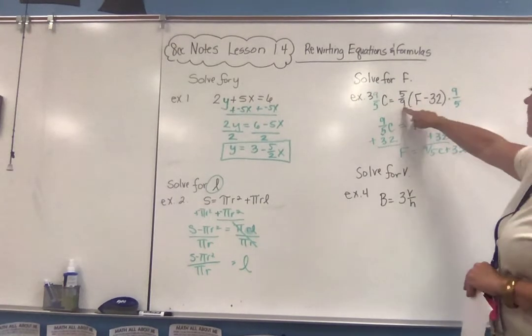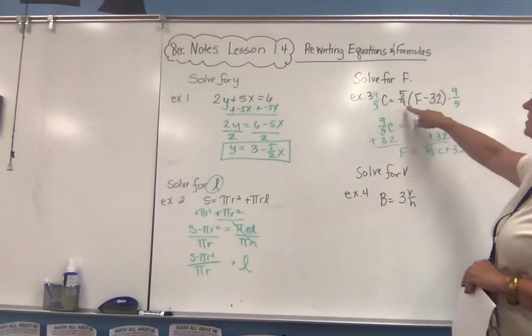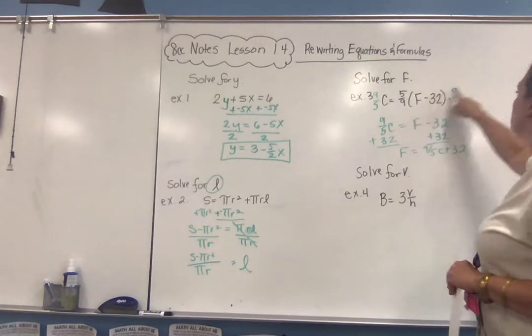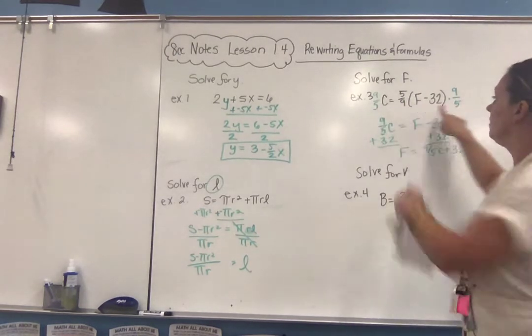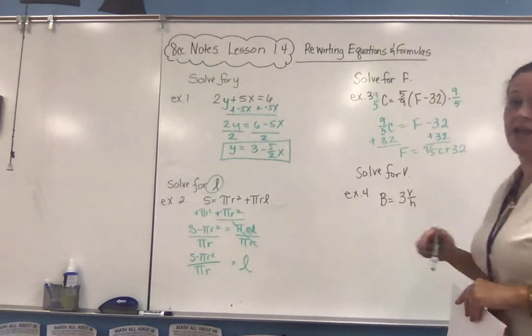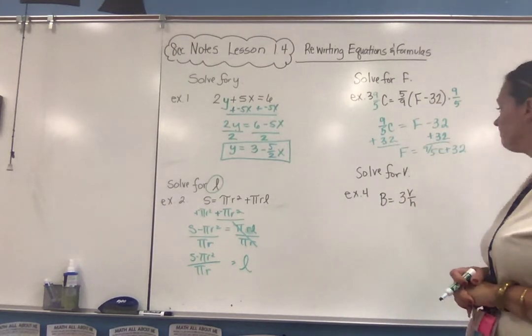What I've done is, within the parentheses, 5/9 was being multiplied, so I multiplied by the reciprocal to get rid of my 5/9, and then I added 32 on the other side.